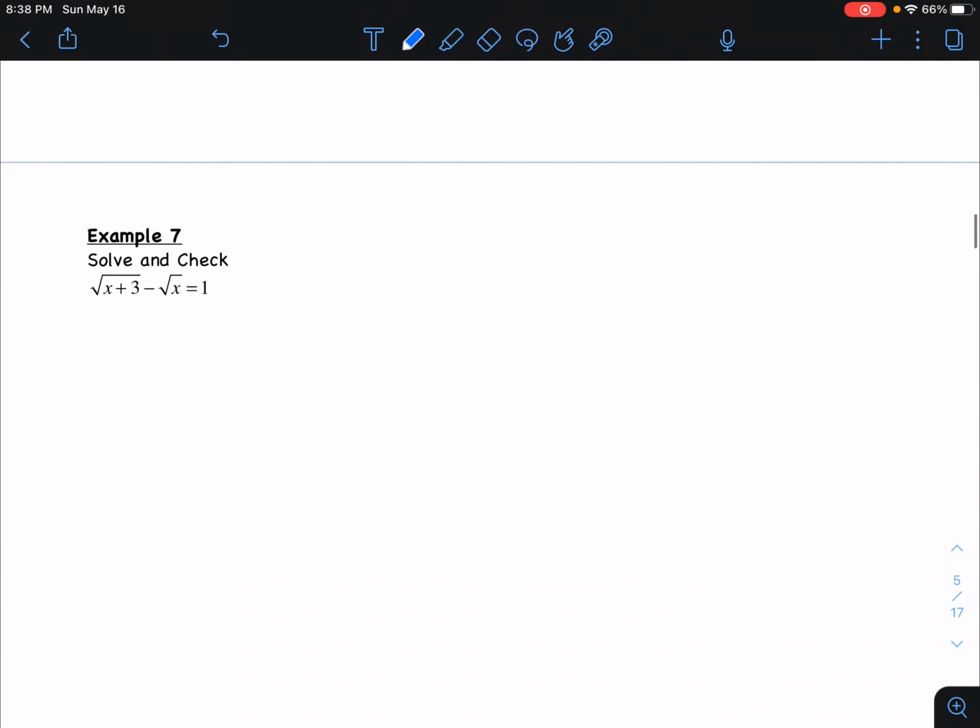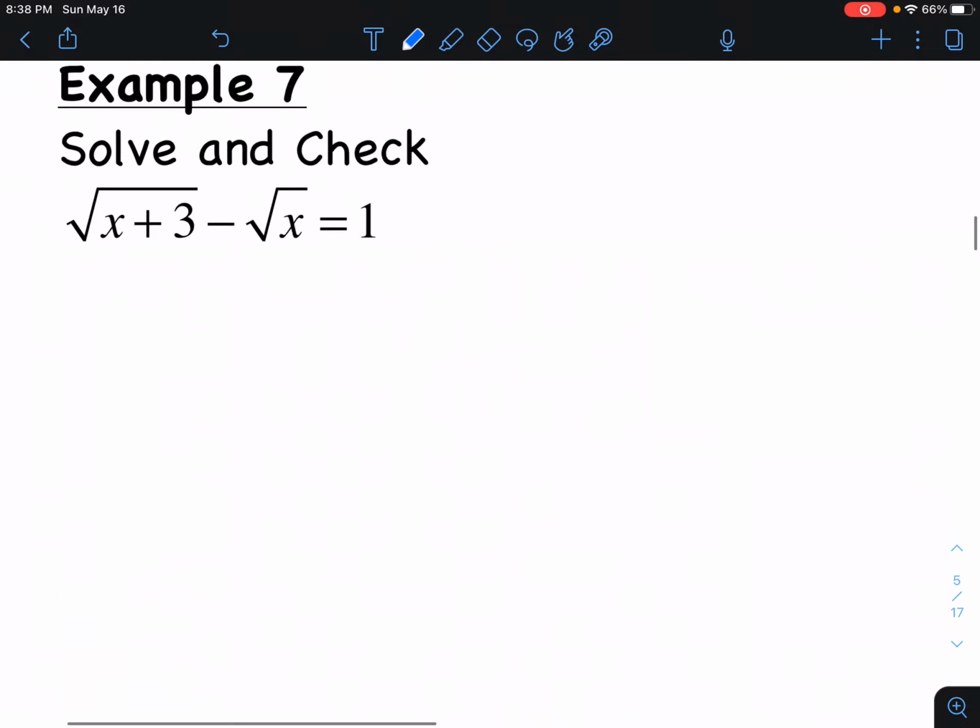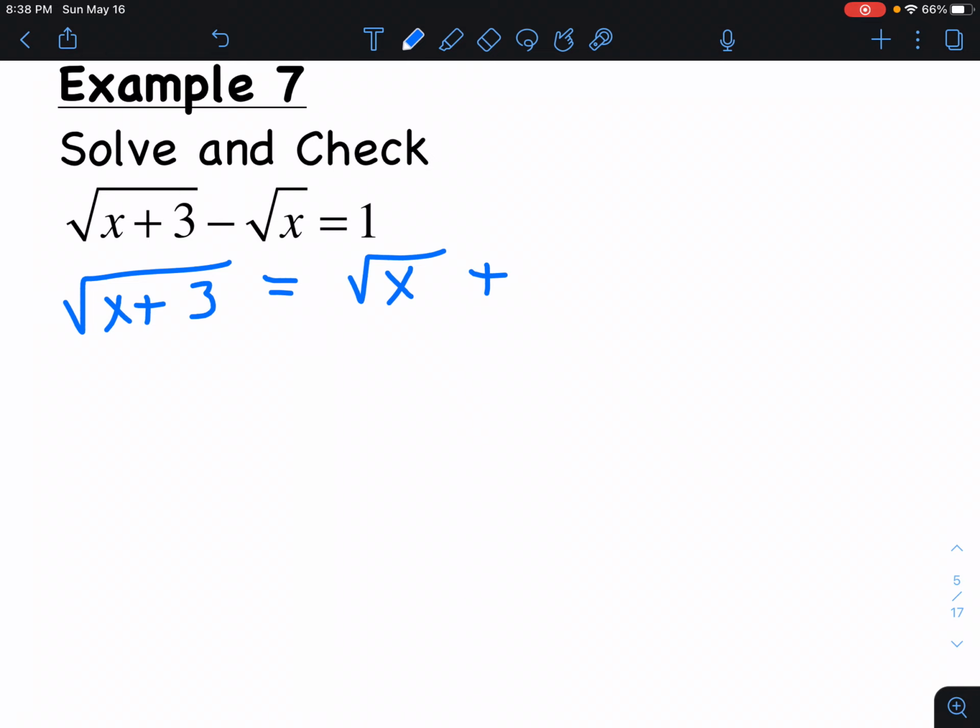Lesson's not done yet, though. I am going to hit up one more problem, example 7. It's very similar to number 6 with 2 radicals. So let's get a radical by itself. I'm going to add square root of x to move it to the right. So it'll be square root of x plus 1. It starts on the left as a negative square root of x, so move it to the right as a positive.